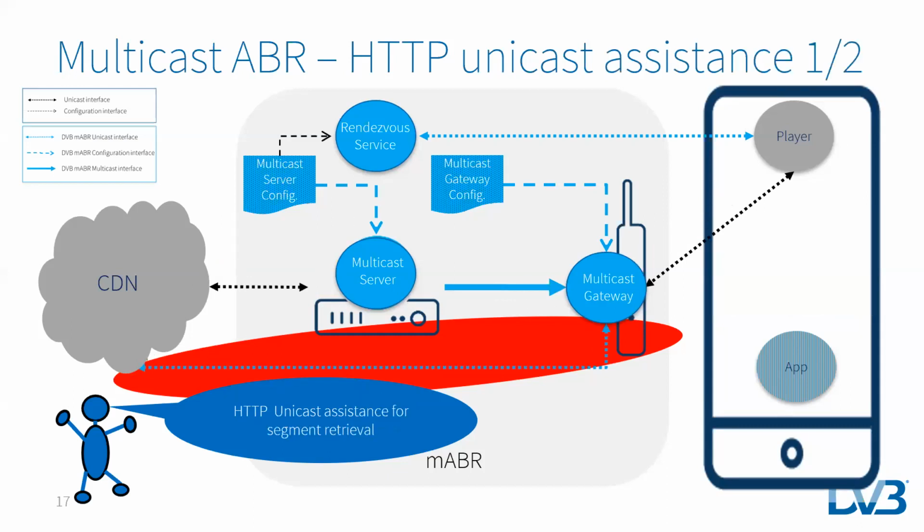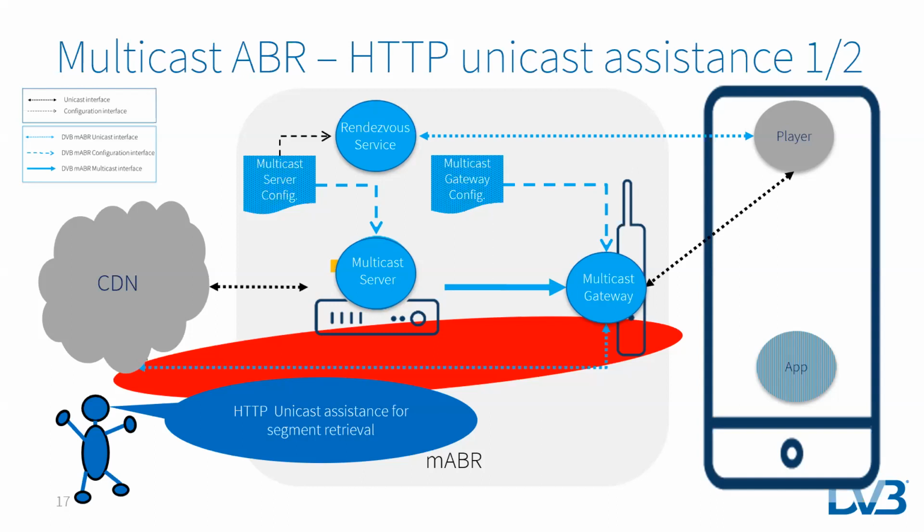Now let's see another mechanism that is required and that is based on HTTP unicast. We call it HTTP unicast assistance. The idea here is to help the multicast gateway to retrieve segments that won't be delivered by the multicast server. That may be segments that have been delivered and are not in the cache of the multicast gateway anymore, for example, or that may be, for some reason, video segments that have completely disappeared.